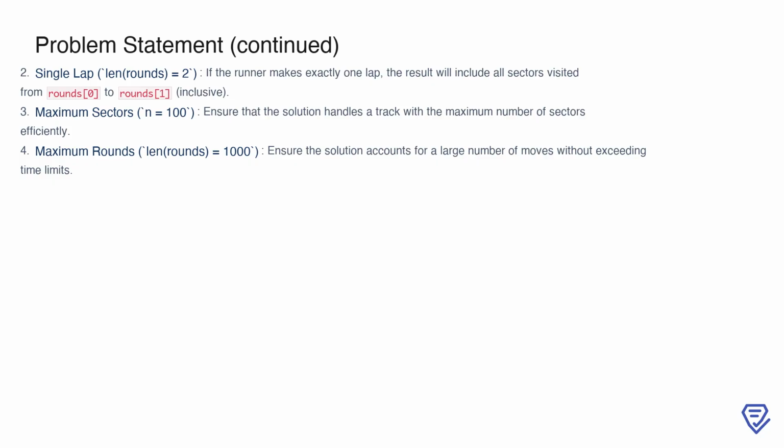When the number of sectors is at its maximum, n equals 100, the solution must efficiently handle the large range of possible sectors. Similarly, when the length of rounds is at its maximum, 1000, it's crucial that the solution processes the large number of moves without exceeding time limits. These considerations ensure the solution remains robust and efficient across a variety of inputs.